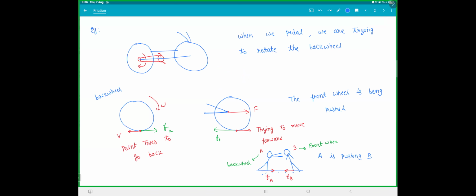So your cycle is one-wheel drive. Only one wheel is actually trying to push forward. Is this clear, everyone? Is this making sense? What is the friction trying to do? I'm just trying to give you more examples. Then let me show you something.